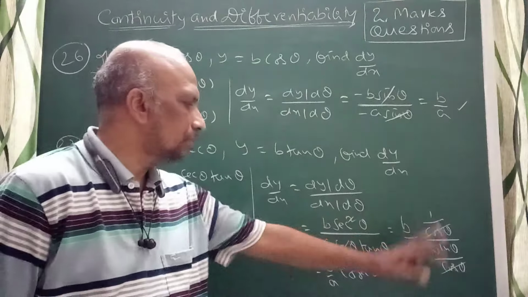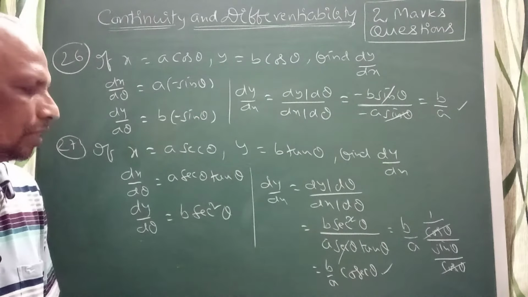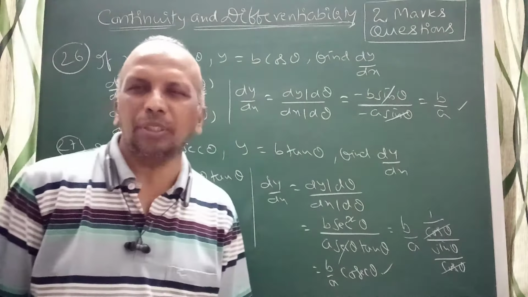Cosec theta. I can simplify like this. The answer is b by a cosec theta.